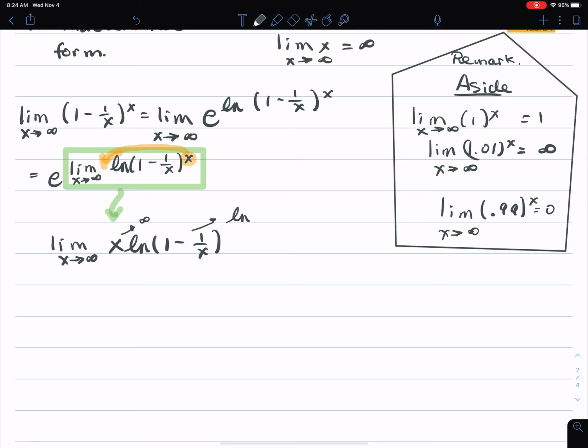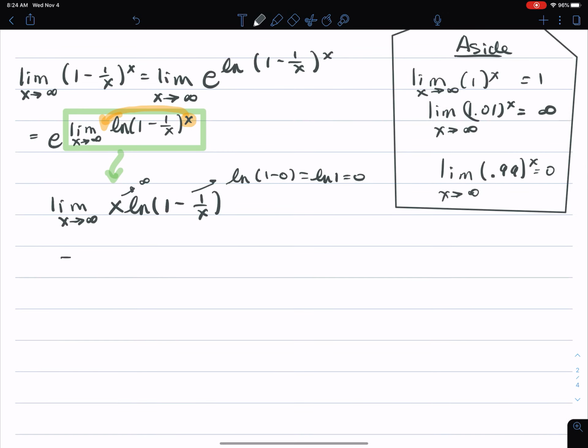This logarithm part becomes, if I take the limit of 1 over x, I get 0, so I have 1 minus 0, which is ln 1, and that's 0. So I have a 0 times infinity form. Okay, what I'm going to do is I need to write this as a fraction. And the way I do that is I leave ln(1 minus 1 over x) up here in the numerator, and I bring this x into the denominator as 1 over x.